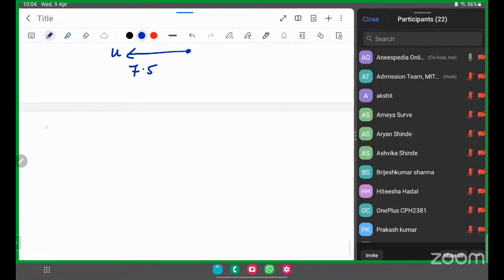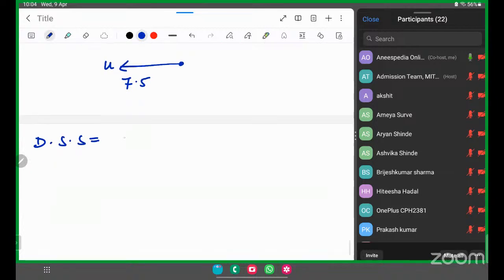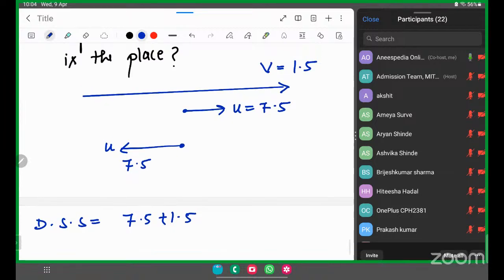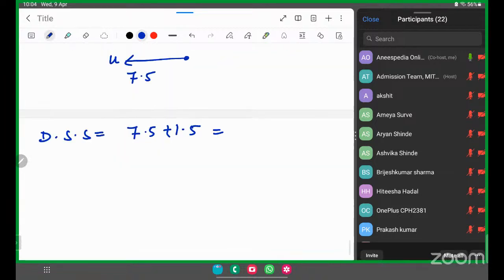So what will be downstream speed? Downstream speed will be 1.5 plus 7.5, because in downstream both the velocities are in the same direction and will be added. So this will be 9. Upstream speed will be 7.5 minus 1.5, that is 6.